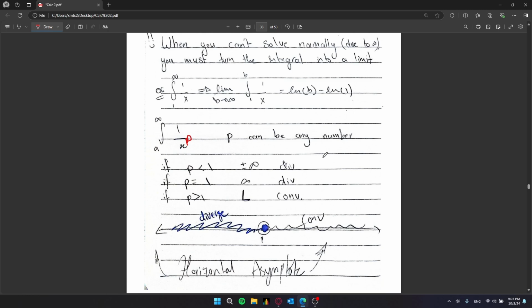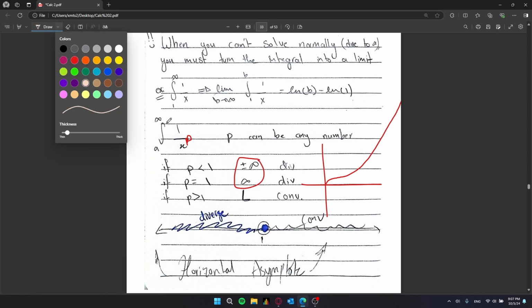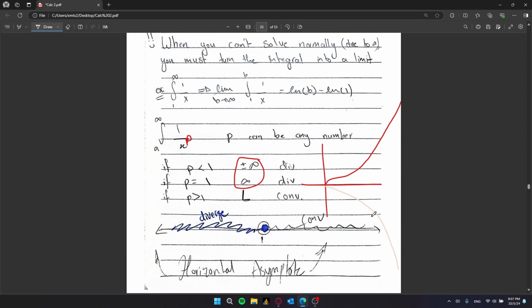What does this mean? It means that in a function, diverge means it's growing and growing infinitely. There's no end to it. It's diverging away from the graph. So when it's going to plus or minus infinity, this can be the same thing. This can also be true for minus infinity. Doesn't matter. It's diverging away from the graph. It's growing more and more.